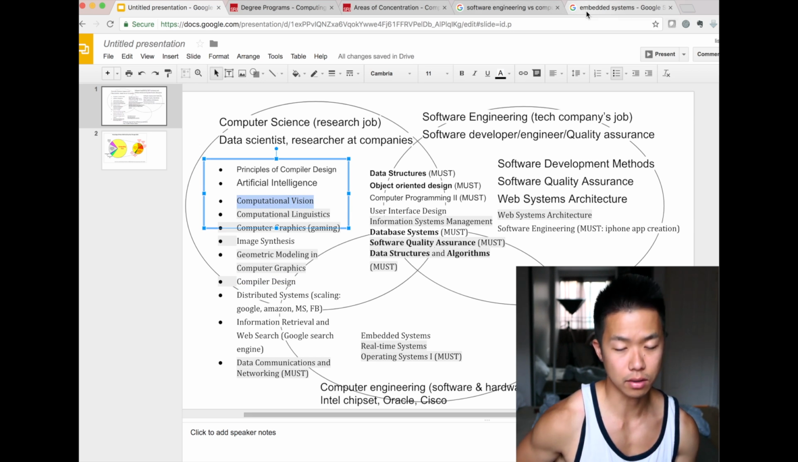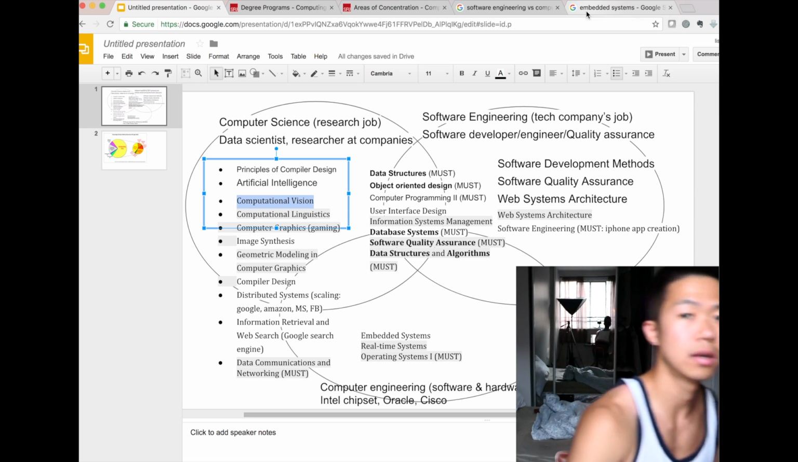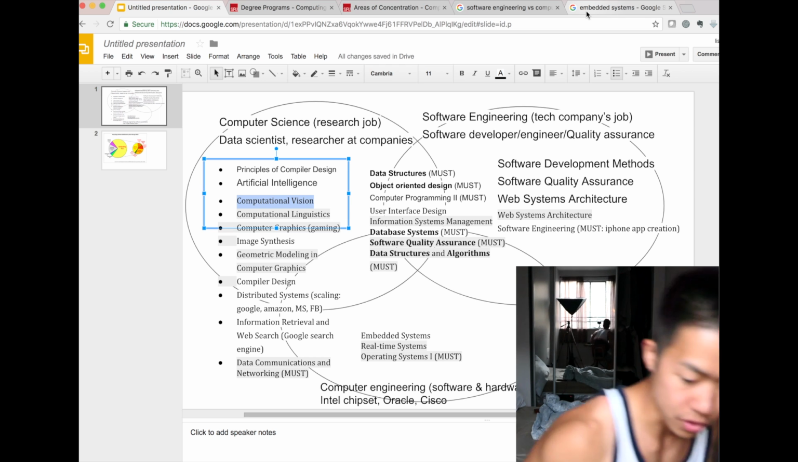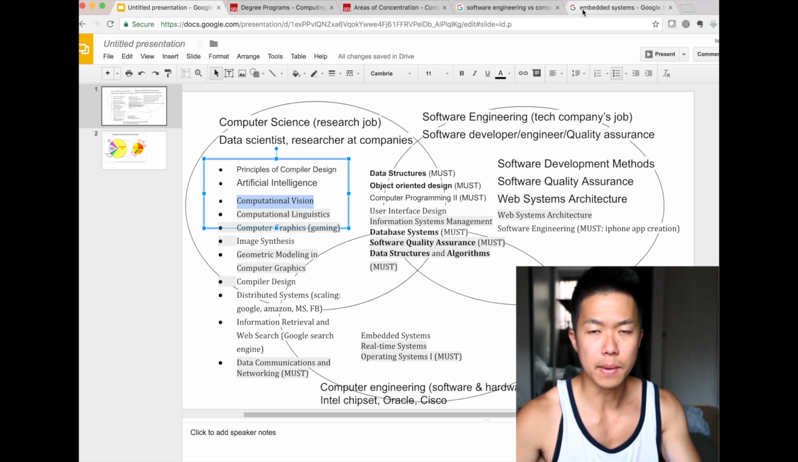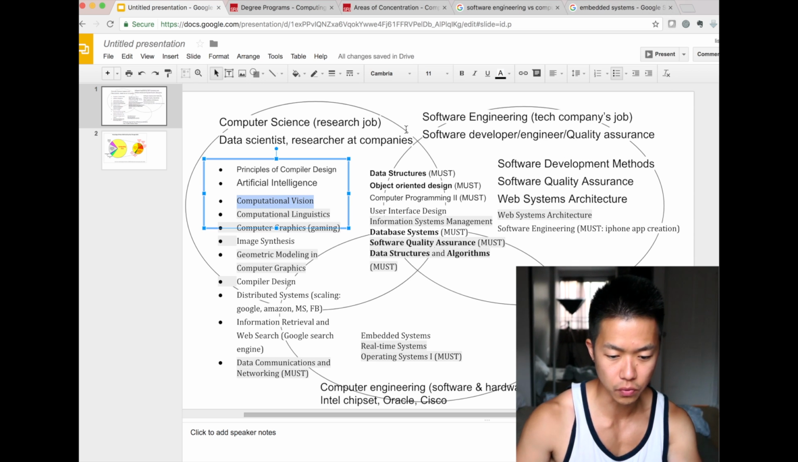So lastly, what I want to do is take you through, so what I wanted to do. Hold on, let me close the door. So last thing that I want to show you, so you now understand differences among the three: computer science, software engineering.